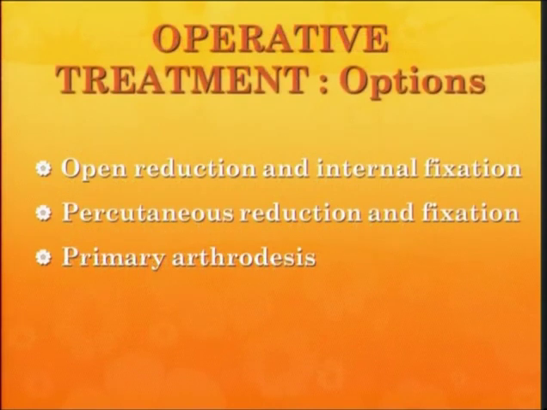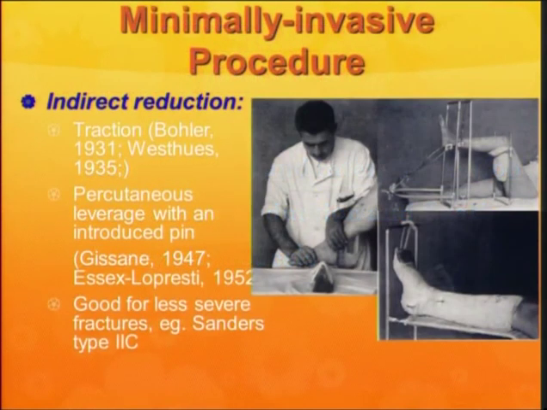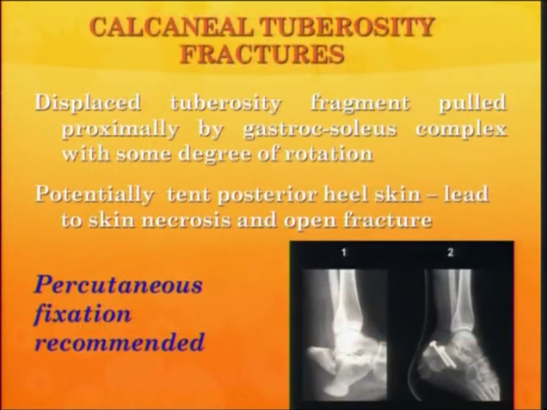So what does operative intervention actually include? Broadly speaking, these are the 3 options as far as operative stabilization is concerned. Let me touch on that. In the past, it used to be indirect reduction with either a traction device or Gissane spike. These were good for slightly less comminuted fractures. And it still holds true today that if you have an avulsion type fracture like this, they do well with percutaneous fixation to try and restore the tension.